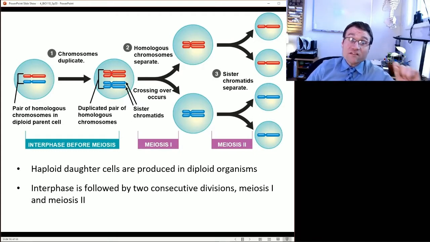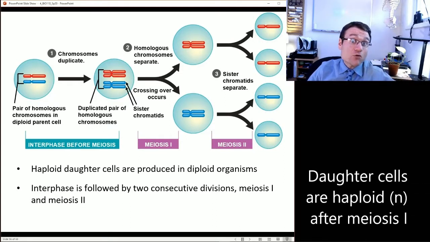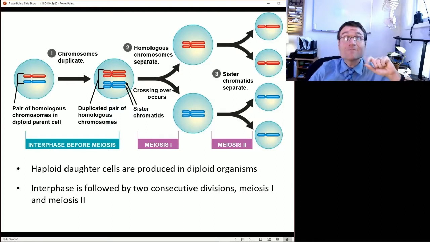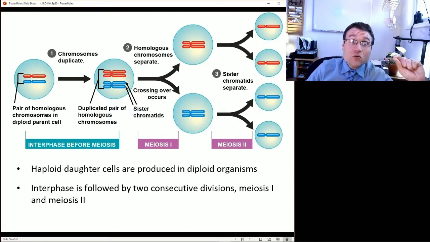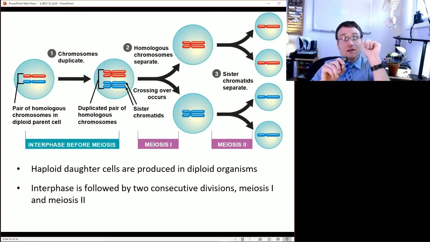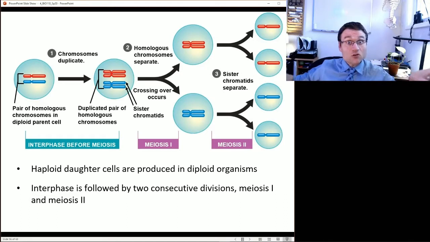The purpose of Meiosis 1 and Meiosis 2 is slightly different, though. The purpose of Meiosis 1 is to cut the number of chromosomes in half. So cells are haploid after Meiosis 1. Please write that down. Cells are haploid after Meiosis 1. Okay? Now, what we're going to do effectively is take the homologous pairs of chromosome number 1 from dad, chromosome number 1 from mom, and we're going to separate them to separate daughter cells.